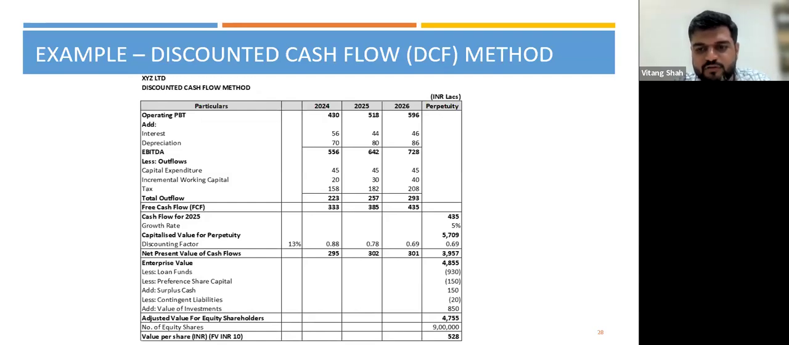So that means that 435 lakhs will be my each year's cash flow, which will grow at 5% every year. If those are your cash flows, then the value of that company is 435 divided by 8%, which will give you 57 crores and 9 lakhs.